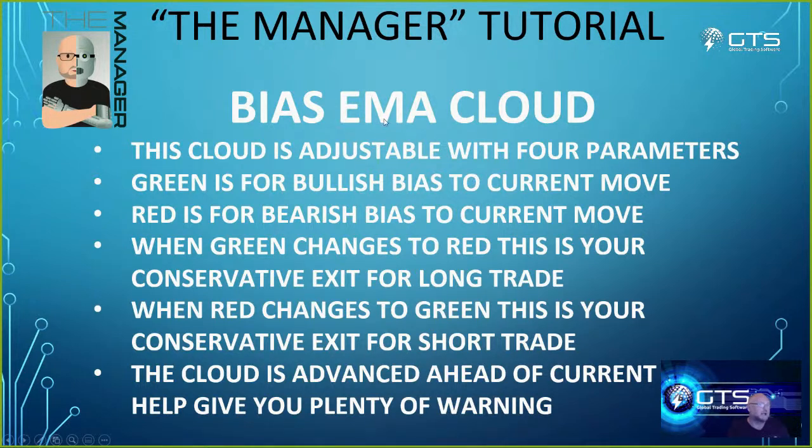So where were we? So the cloud is adjustable with the 4 parameters, those parameters that we discussed earlier. So green is for bullish bias to the current move that we're in. Red is for bearish bias to the current move. So when green changes to red in that bias cloud, this is your conservative exit for a long trade. When the red changes to green, this is your conservative exit for a short trade. So the cloud is advanced ahead of the current candle to help give you plenty of warning. So it's actually advanced 4 candles into the future, okay? We're looking into the future. I know up until now I've said everybody look left.